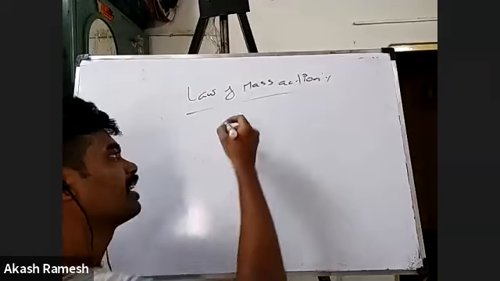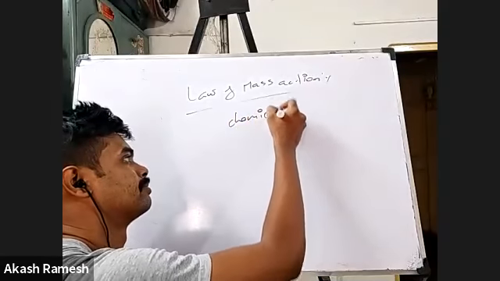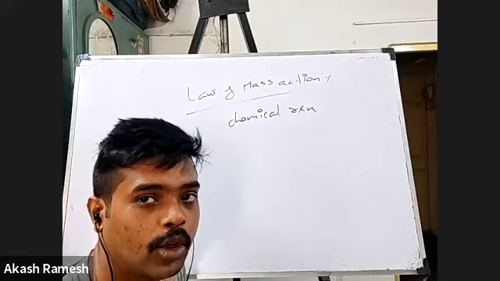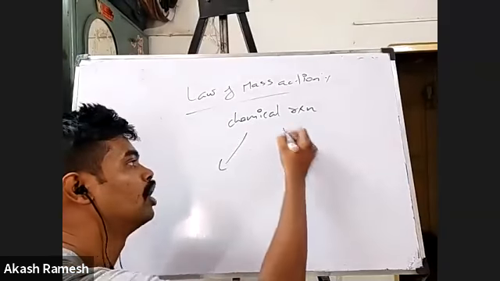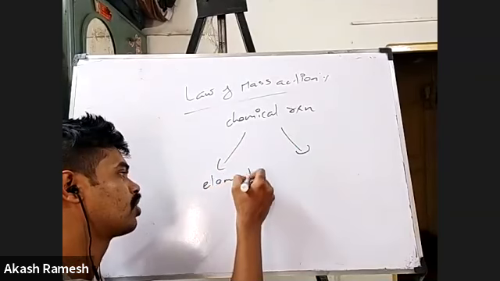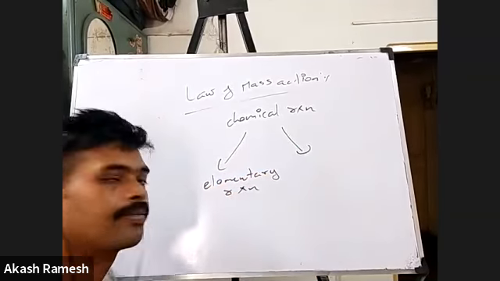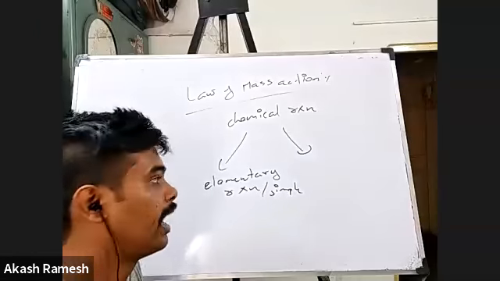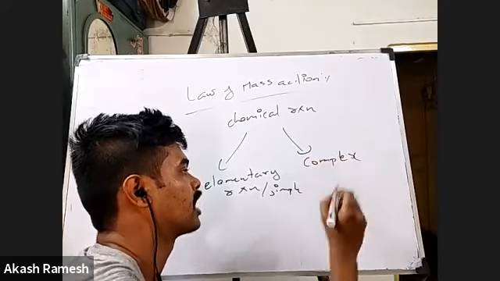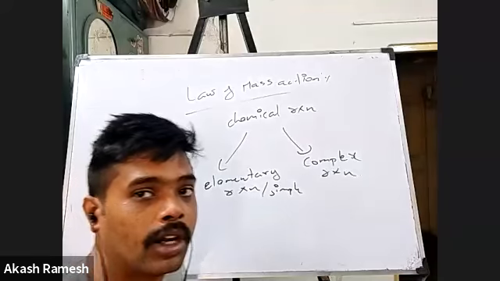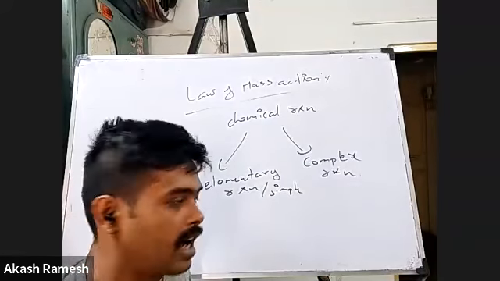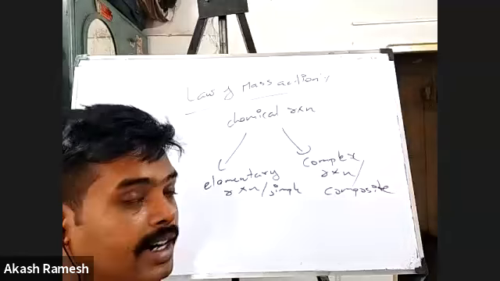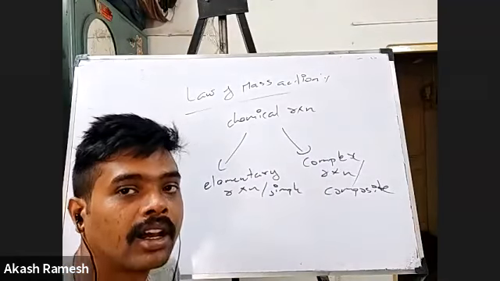Now when I say a chemical reaction, it can generally be classified into 2 types. The first one is called an elementary chemical reaction, or a simple chemical reaction. And I have something called complex chemical reactions, also called complex or composite chemical reactions. You can even write it here: elementary chemical reaction and complex chemical reactions.